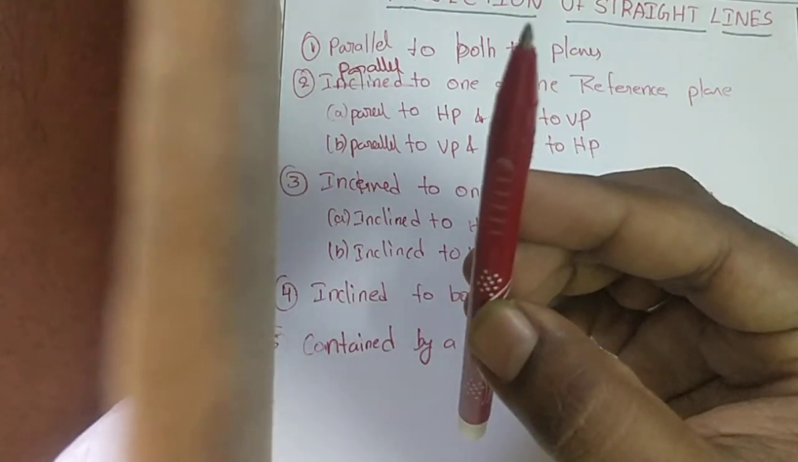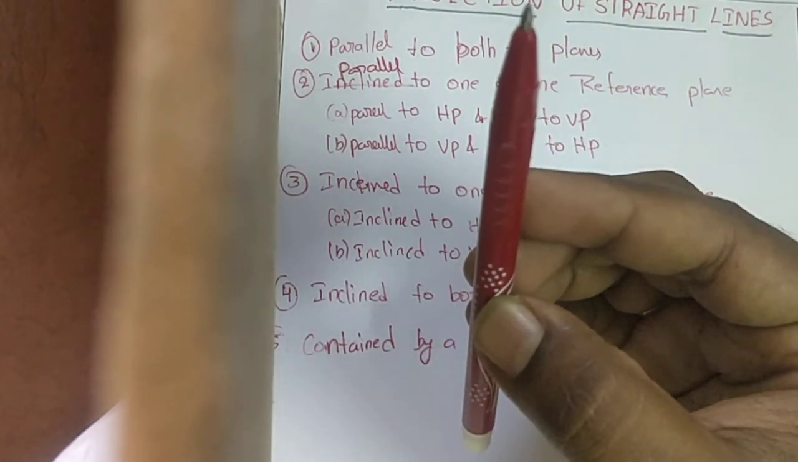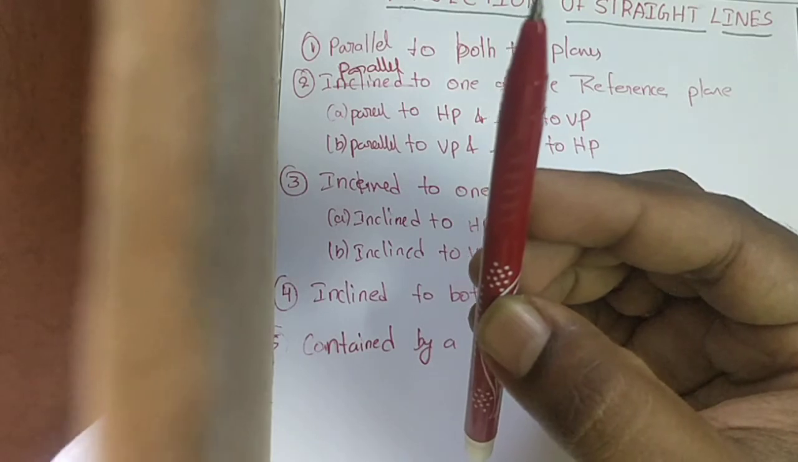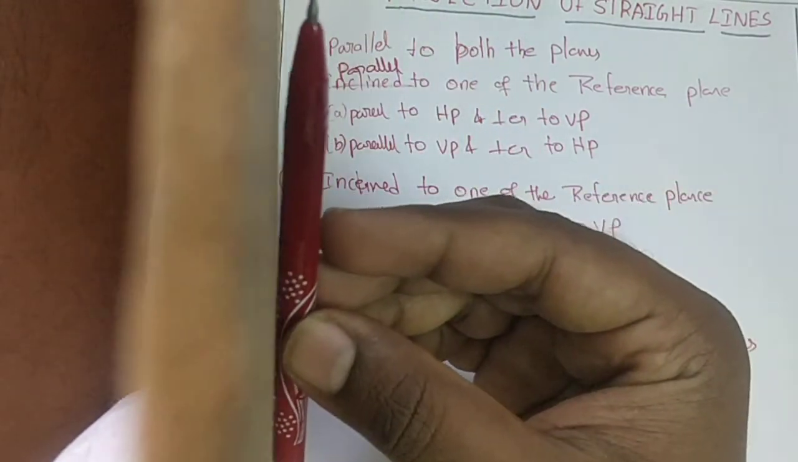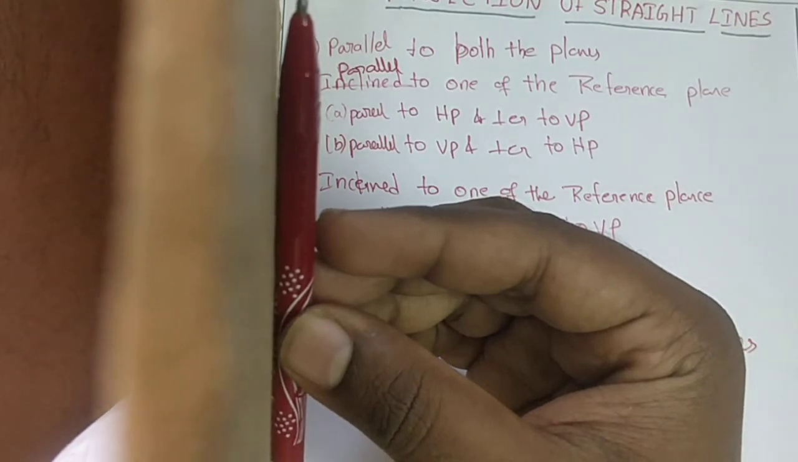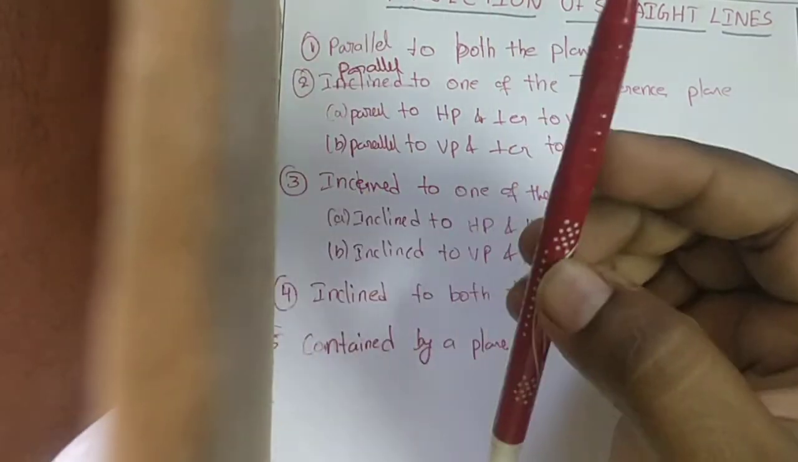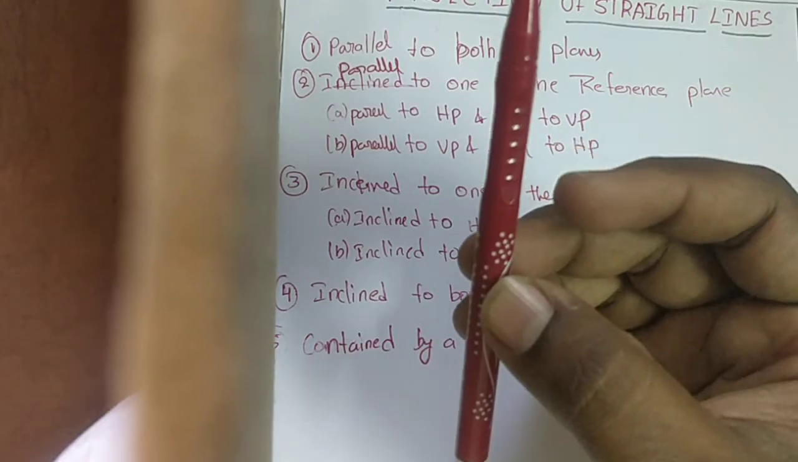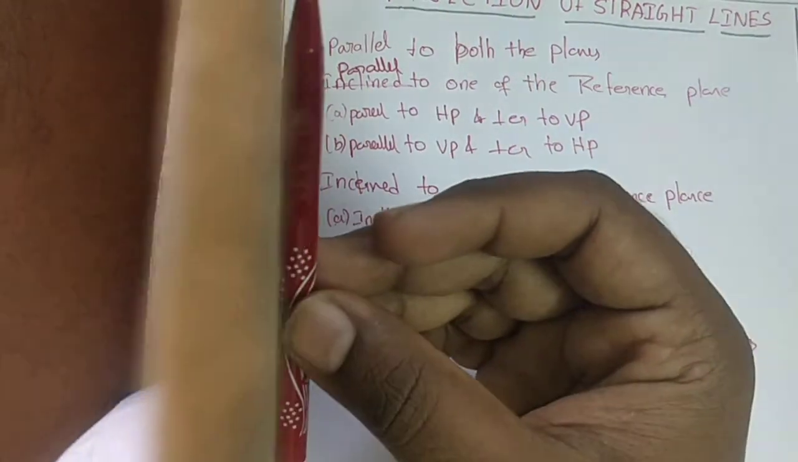Suppose you incline like this, what happened? The length of the object in top view is going to decrease. In front view, the length of the object is not changed, but the straight line is inclined and not parallel to HP. So in this case, it is inclined to HP and parallel to VP.